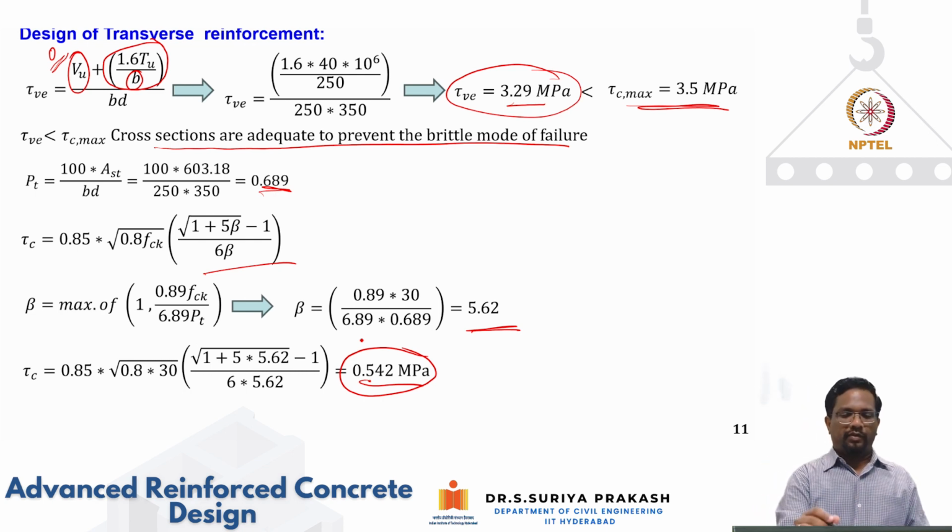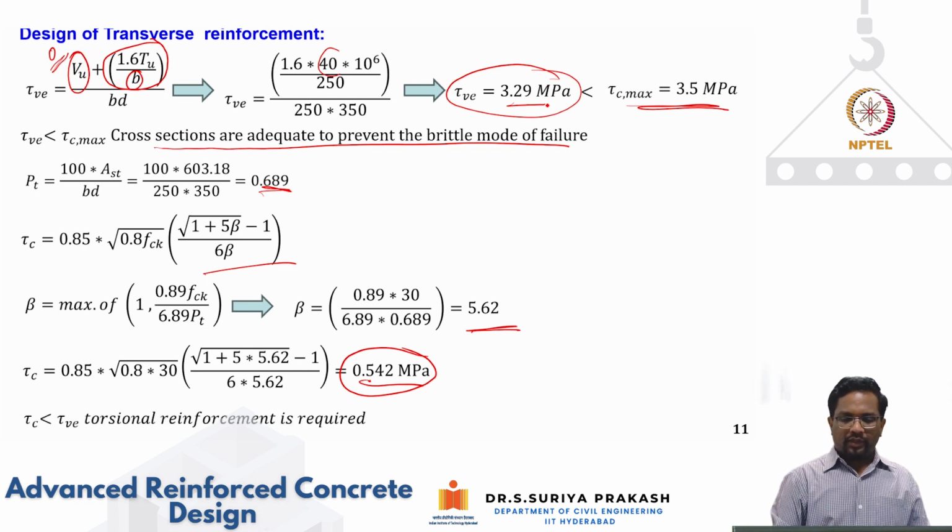So even if you have a very small torsional moment of 40 kilonewton meter, the shear demand is quite significant. So that is the point I'm trying to emphasize. Torsion can shoot up your stirrup requirement quite a bit, right? So you see tau c has become less than tau e, so torsional reinforcement is required.